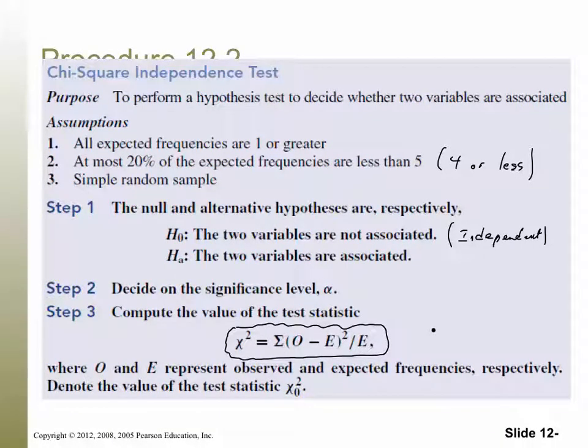Yeah? You want me to explain number 2 of the assumptions again? So we had 12. There were 12. So what is 20% of 12? There were 12.